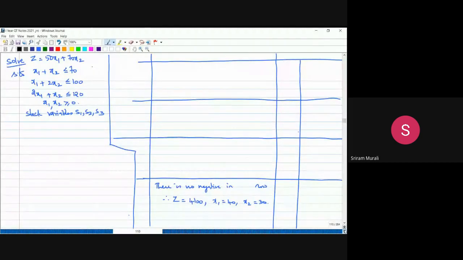So the next problem is a problem to maximize. Actually, they said solve, but it is a problem to maximize. Subject to the constraints. No right hand side is negative, so add a slack variable. Add slack variables S1, S2, S3 so that this becomes X1 plus X2 plus S1 is equal to 70. Second equation, X1 plus 2X2 plus S2 is equal to 100. Third equation, 2X1 plus X2 plus S3 is equal to 120. I hope you have understood till this.